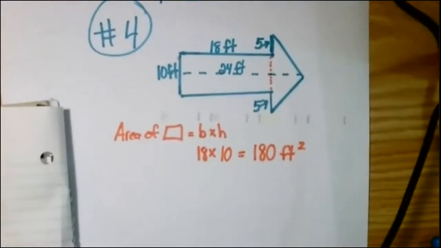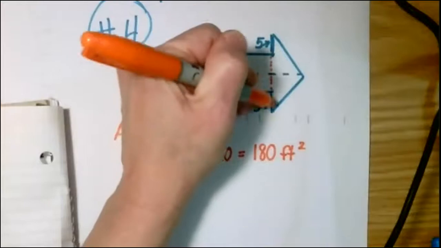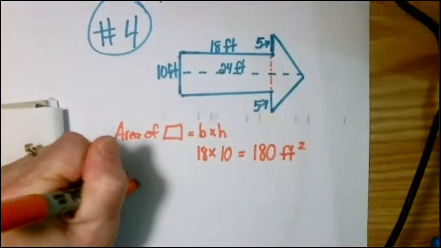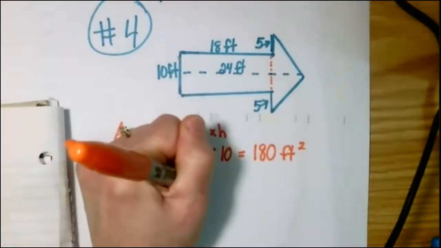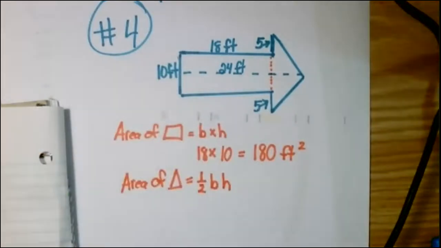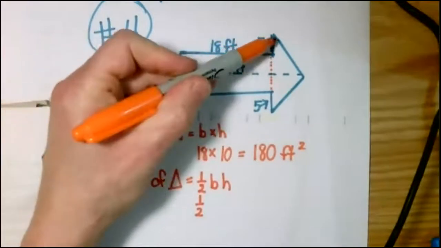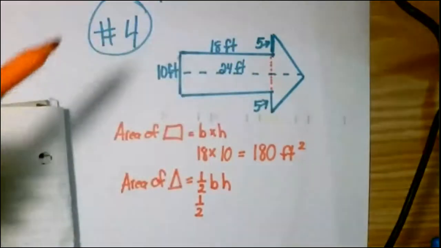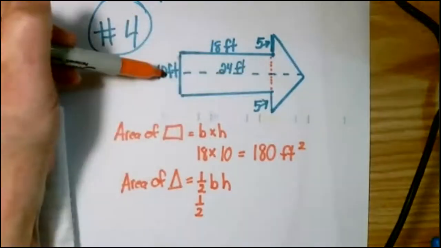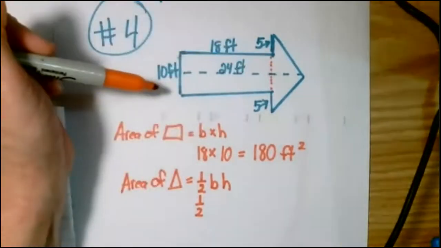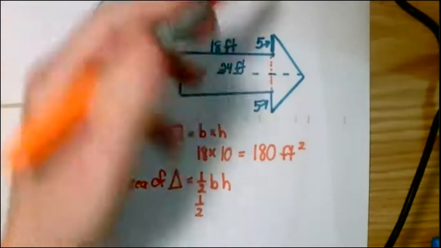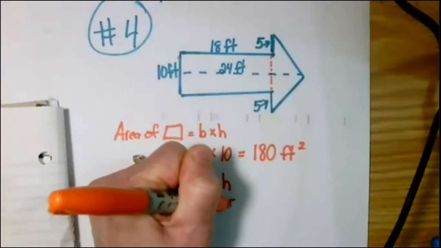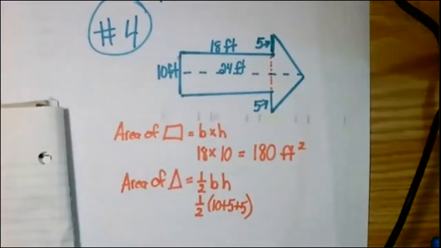And now I need to find the area of our triangle piece. So the area of the triangle is 1/2 base times height. So that's 1/2. What is the base? Well, we're going to use this as our base. So we know that this orange piece is 10 because this is 10. Opposite sides of a rectangle are equal in length. This is 5 and that's 5. So we have 10 plus 5 plus 5 for our base.